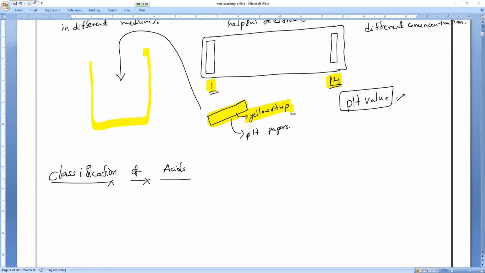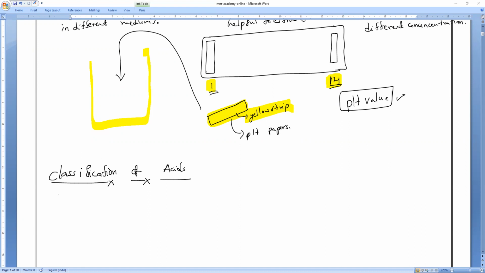What is the basic definition of acid? Acids means what? Which are basically sour in taste. And bases means what? Which are basically bitter in taste. So classification of acid, remember, the acids can be divided into basically 5 different categories, but in class 10th, we need only 3 different things.